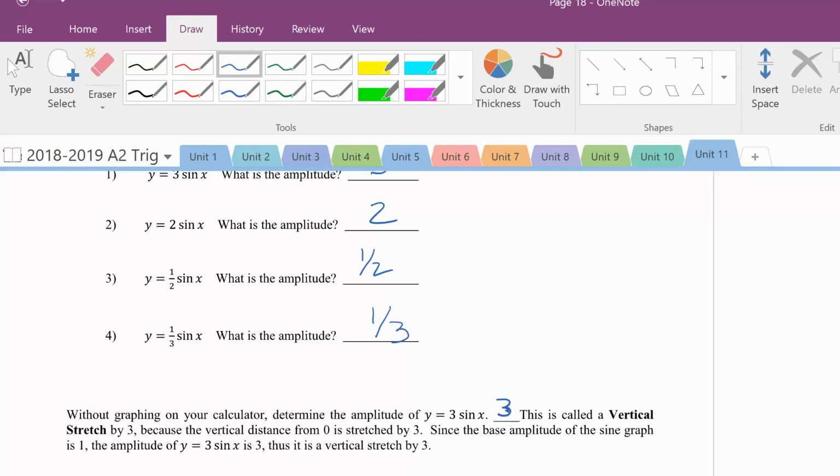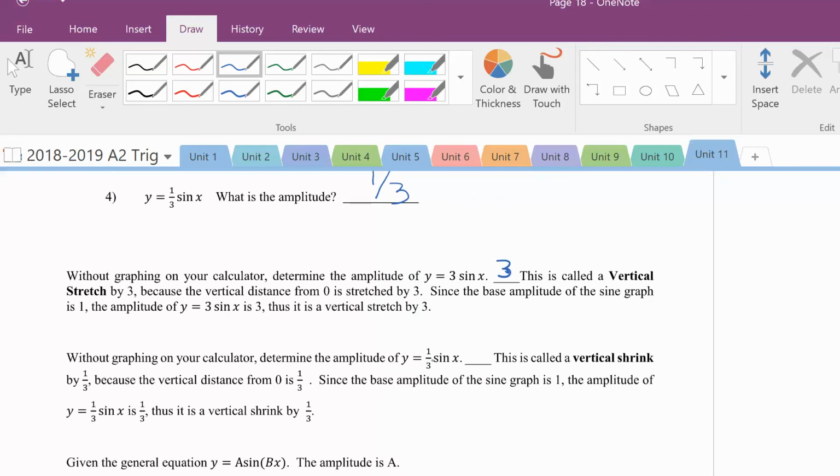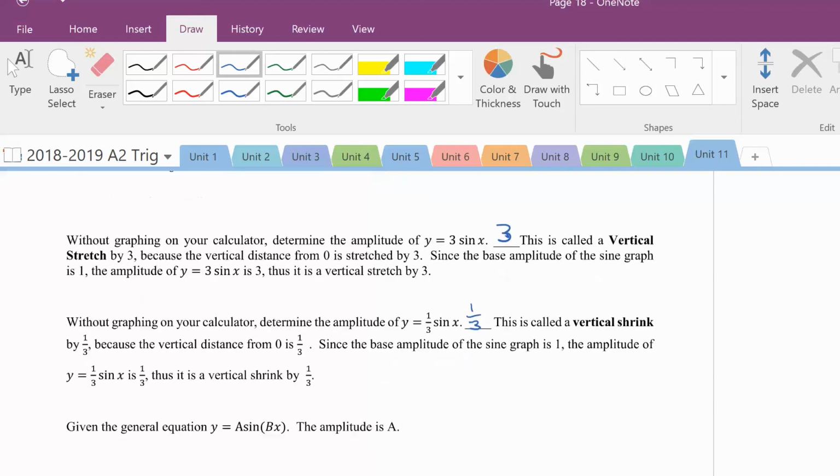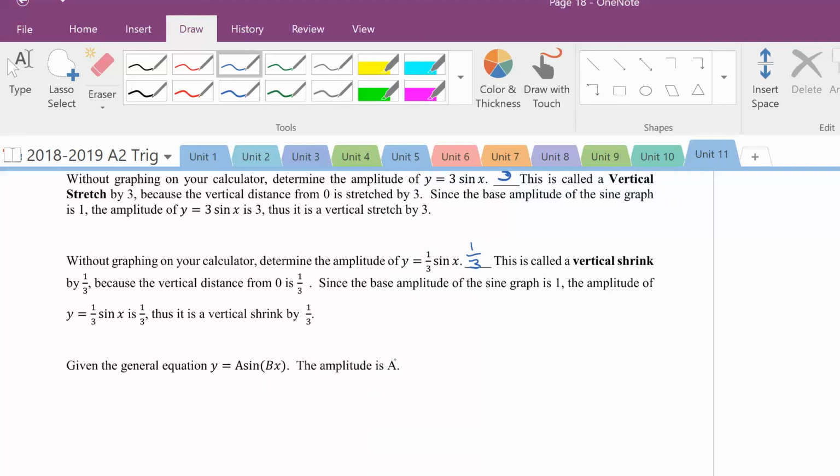So it's a vertical stretch by 3 because the amplitude's going up or down. If you're multiplying by a fraction, then it's a vertical shrink, because the distance that you go up and down is shrinking. So the amplitude is just the absolute value of the a term in this formula.